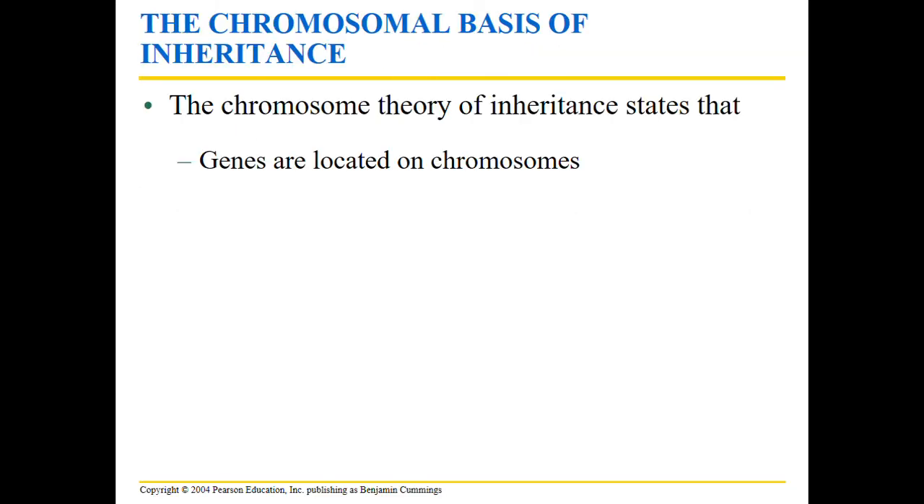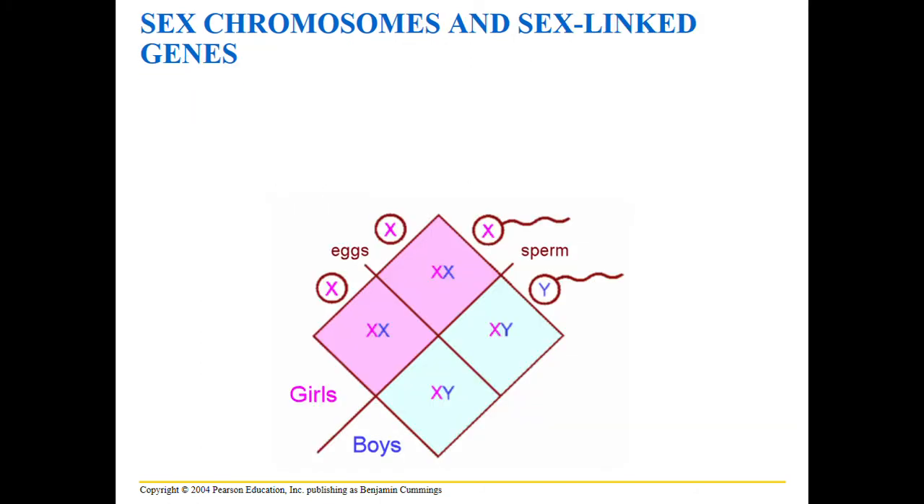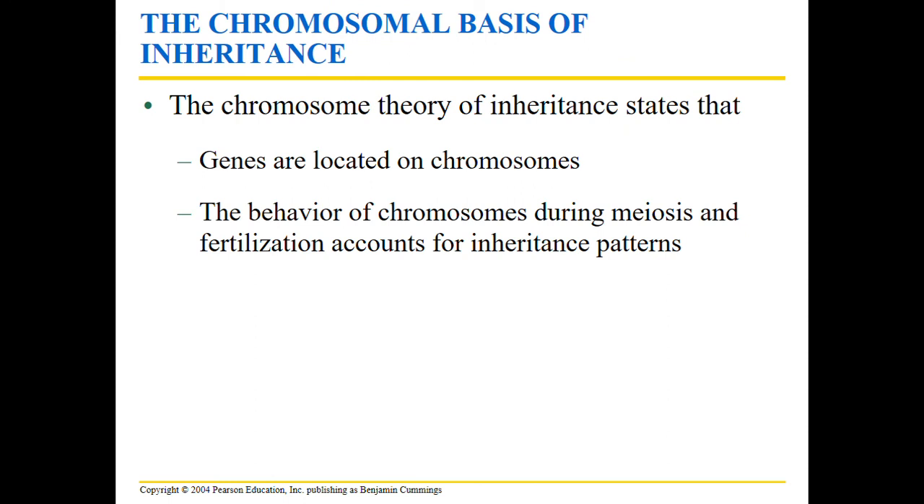So this is a little page to remind you there is a chromosomal theory of inheritance that states the following: genes are on chromosomes, and the behavior of chromosomes during meiosis and fertilization accounts for inheritance patterns. So this is everything we've talked about so far.